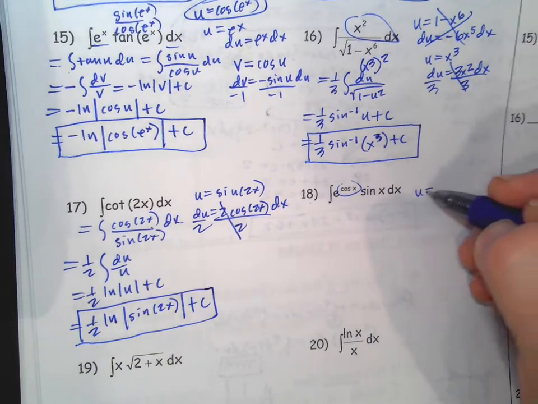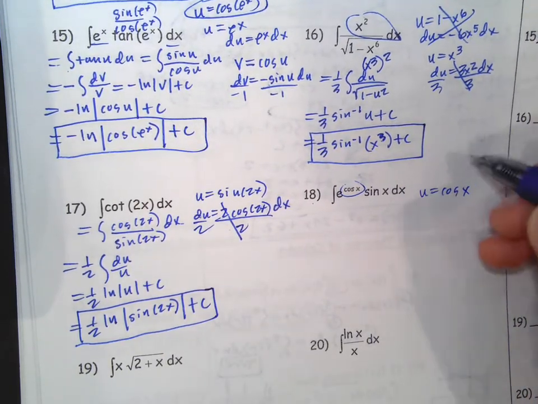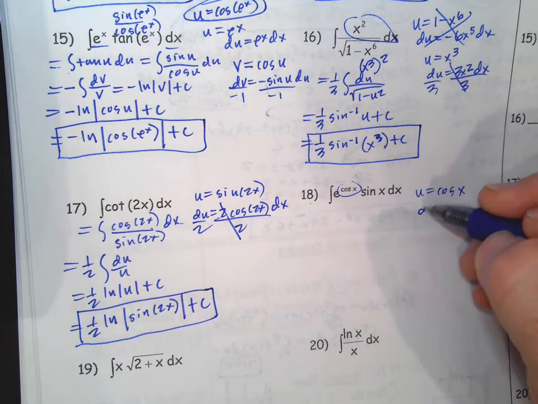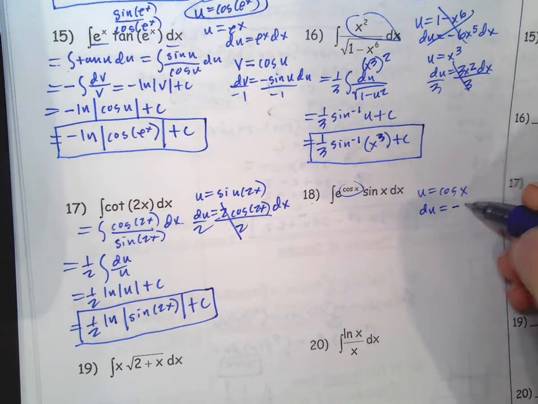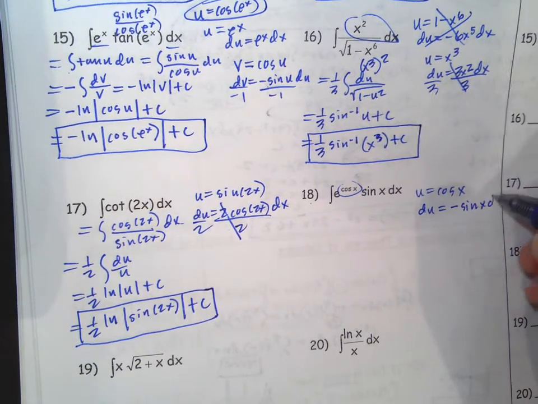Let's try that. When you pick your u, you should see the du in the other stuff, or be looking for it. Negative sine x dx. Don't want the negative.